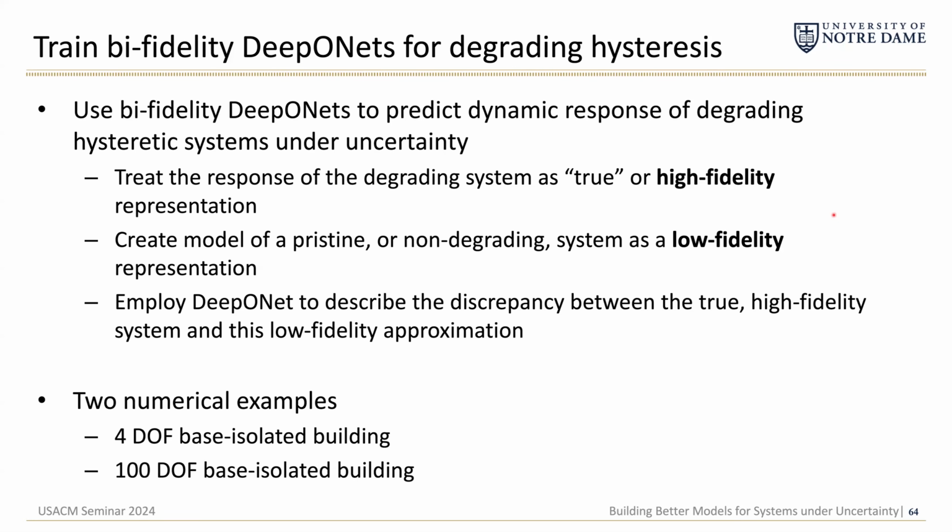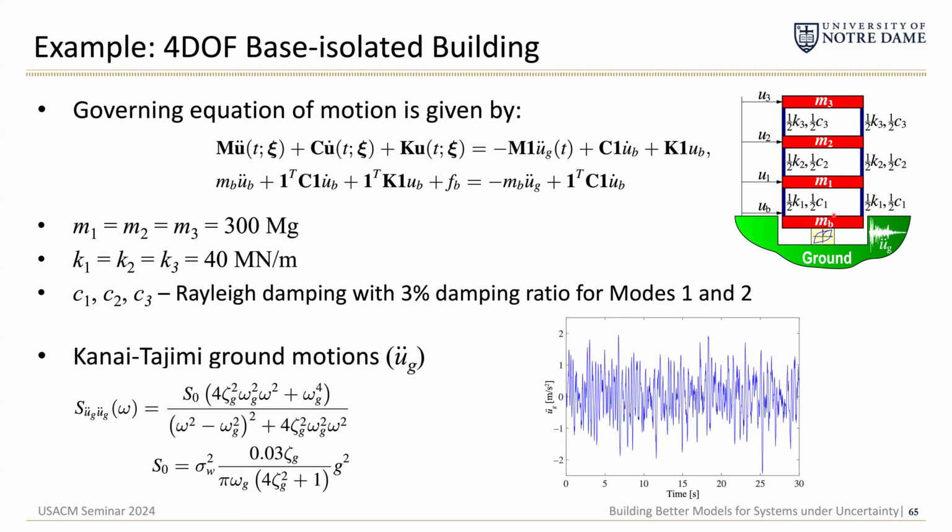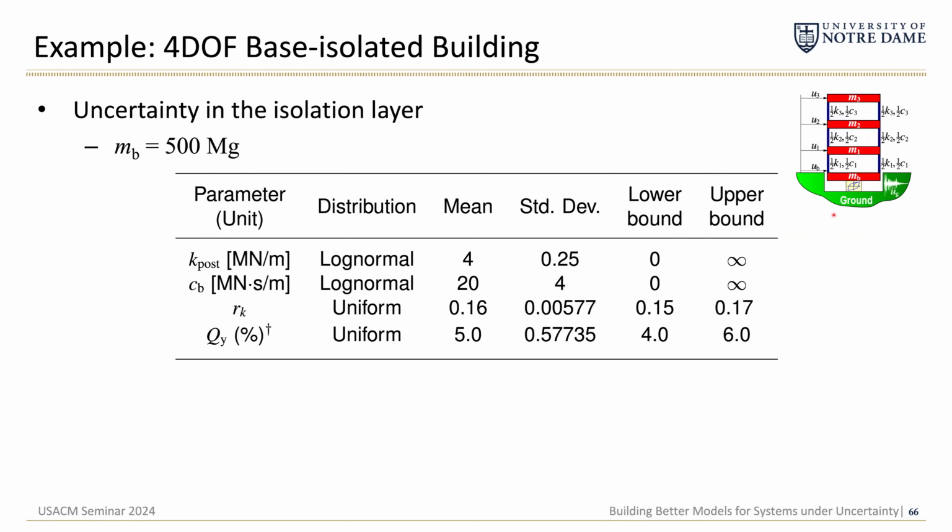And I'm going to quickly go through two numerical examples where we tried to apply this, both being base isolated buildings. Again, can you sense the theme? So we have a 4 degree of freedom base isolated building. You can see here our equations of motion, our model parameters. We're going to excite it using Kanai-Tajimi ground motions, where we're passing white noise through that Kanai-Tajimi filter. And in doing so, we're assuming that there's uncertainty associated with our base isolation layer in terms of our post-yield stiffness, our viscous damping in our base, our ratio of our pre to post-yield stiffness, our yield force.